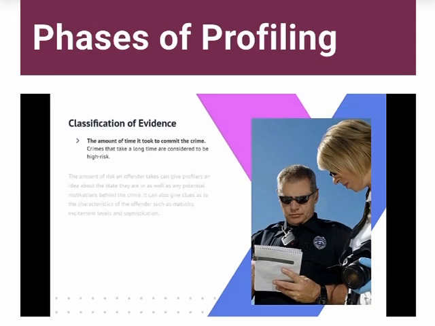The amount of time it took to commit the crime. Crimes that take a long time are considered to be high risk. The amount of risk an offender takes can give profilers an idea about the state they are in as well as any potential motivations behind the crime. It can also give clues as to the characteristics of the offender such as maturity, excitement levels and sophistication.